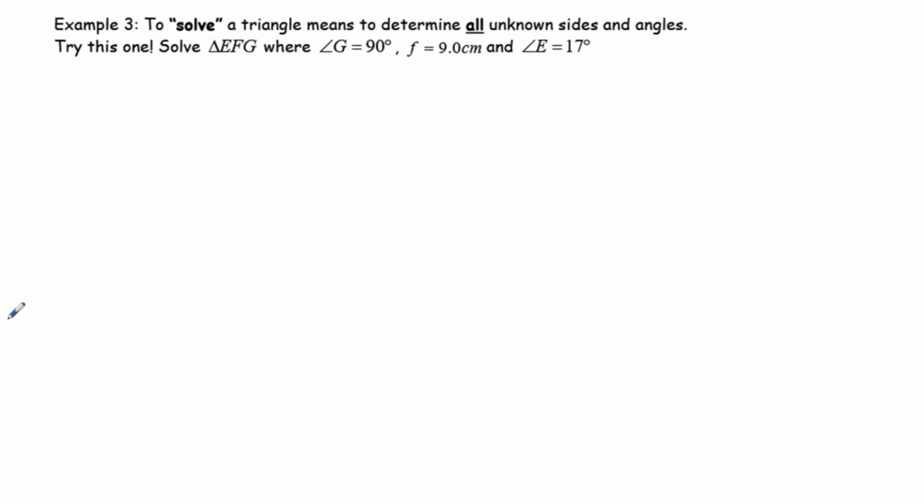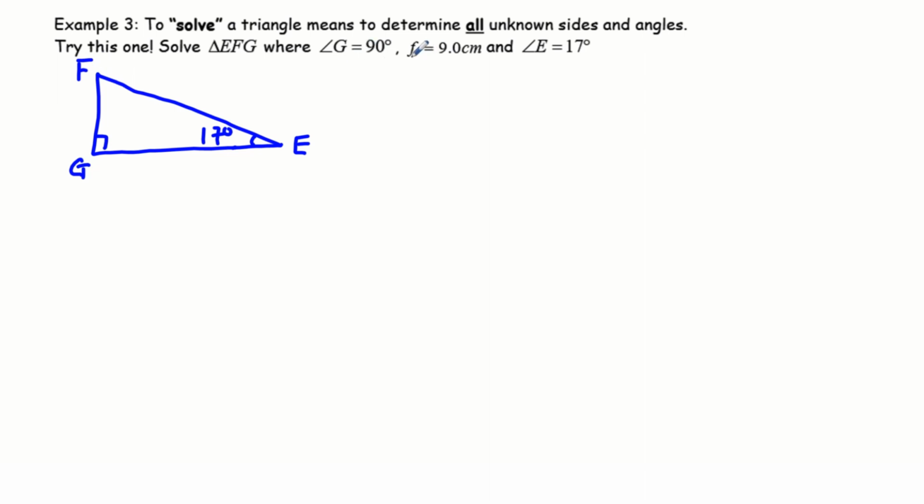So this one is the try-this question. It asks you to solve a triangle. Solve a triangle means you are going to determine all unknown sides and unknown angles. Solve triangle EFG where angle G is 90 degrees. So we draw the 90 degrees first. Then angle E is 17 degrees. So this one is 17 degrees. And this is E, this is F.